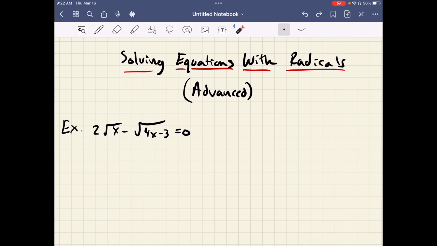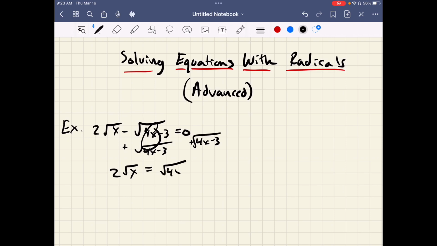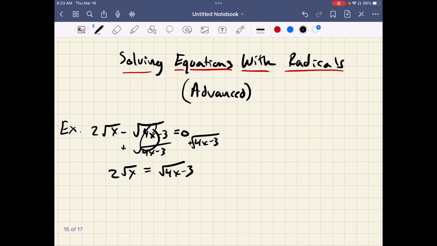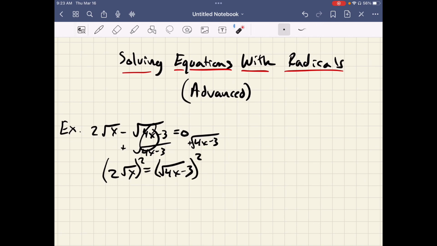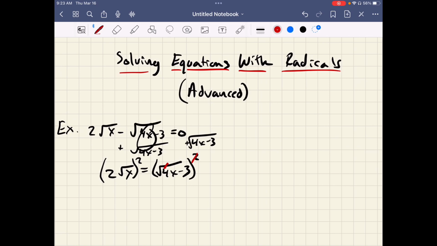Instead of trying to get all of the radicals on one side, I'm going to go ahead and split them up into two sides. So what I'm going to do is add 4x minus 3 to both sides. That turns into a 0. Now I've got 2 square root of x equals square root of 4x minus 3. Now if I square both sides, you'll notice on the right side I have the entire right side underneath a radical, then I square it. So that undoes the square root operation and leaves me with just 4x minus 3.